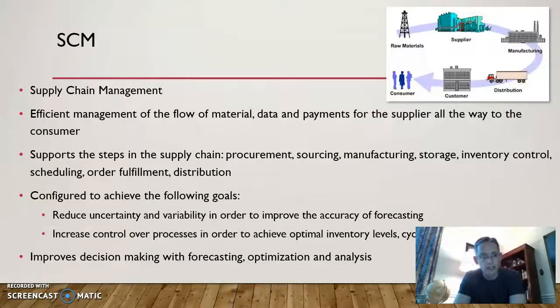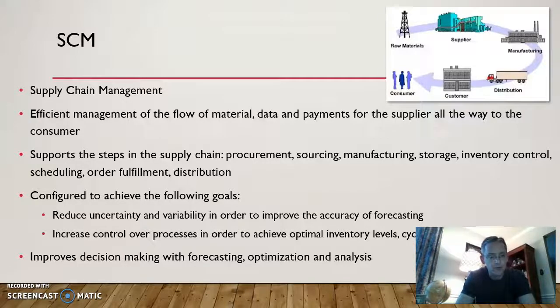Next system we talk about is supply chain management. So when you're creating a product as a part of your business, everything that goes into that product that you buy from other companies is going to be part of your supply chain management system. The efficient management of flow and materials is an expertise that has been built into a lot of pieces of software over the years. There's a lot of companies that do this really well. Leverage their expertise. That's what the SCM system does. Procurement, sourcing, manufacturing, storage, inventory control, scheduling, order fulfillment, the distribution of all that goes into an SCM. They've already built the processes for this.